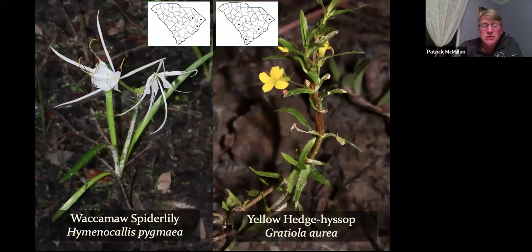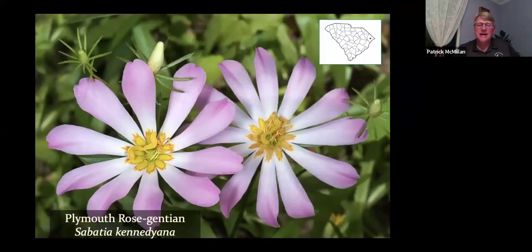There are other specialties that you probably had no idea. If you're new to the area, you had no idea how special it was. There's a special Hymenocallis, a special spider lily, one of the most beautiful plants on earth called Hymenocallis pygmaea, found in the drawdown zones and the backwaters of the Waccamaw River, and the Waccamaw, Black and Pee Dee. There's a beautiful yellow-flowered hedge hyssop, Gratiola lutea, found in the same places. And one of the most stunning plants, Plymouth gentian, Sabatia kennedyana, which ranges in Massachusetts, New Jersey, and the North and South Carolina in the Cape Fear Arch.